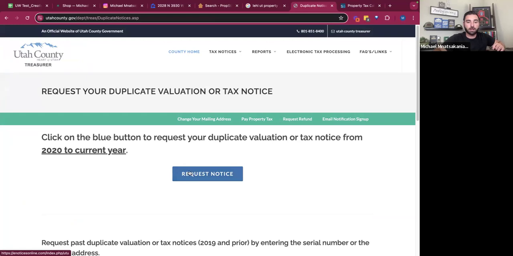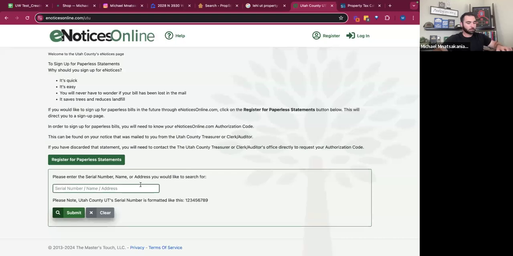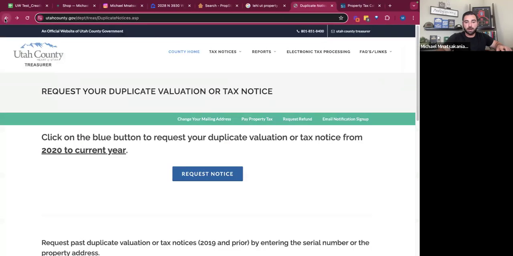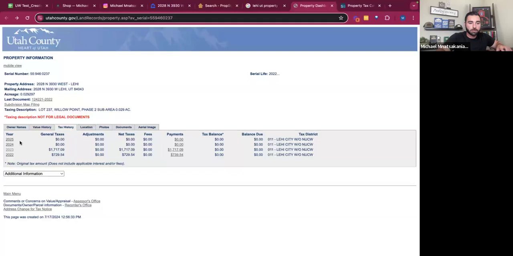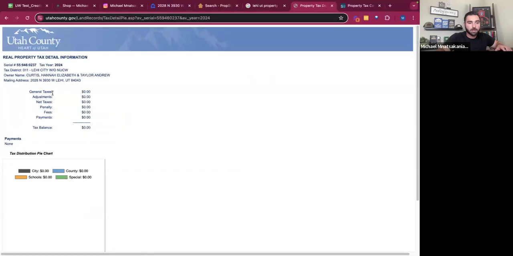Request your duplicate valuation or tax notice. Actually, I don't want to mess with their stuff right now. Let's not get too far into the weeds about taxes at this moment. So let's see for 2024. Yeah, see, they just don't have the info yet.